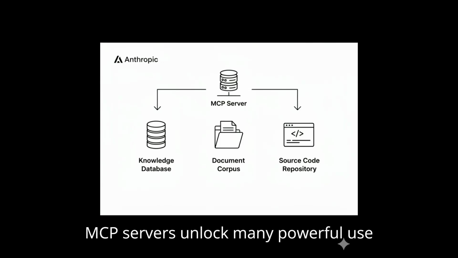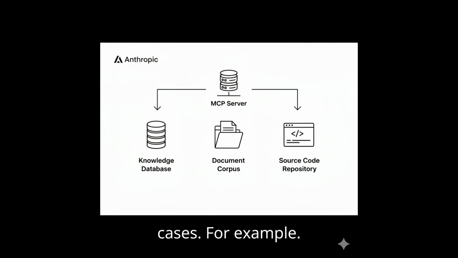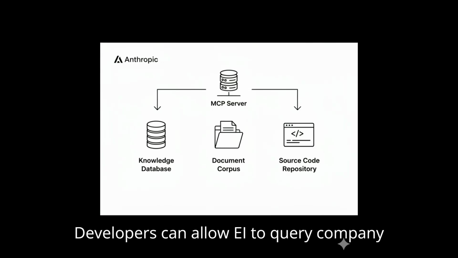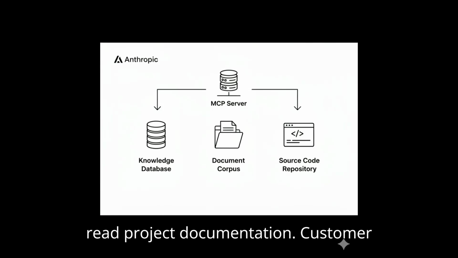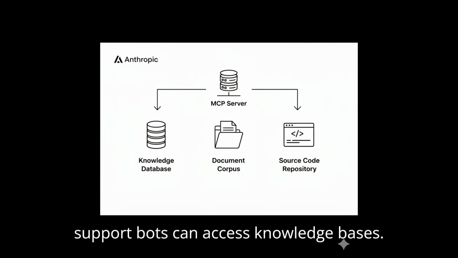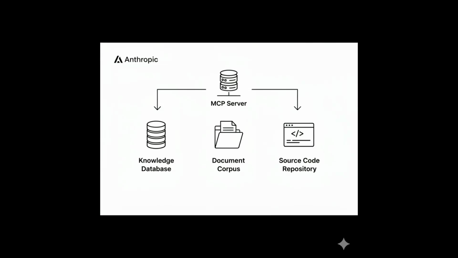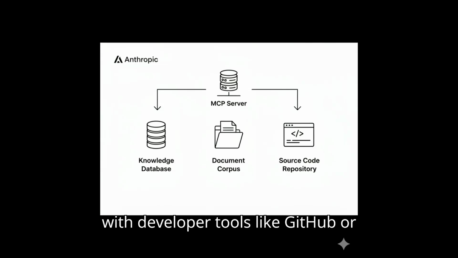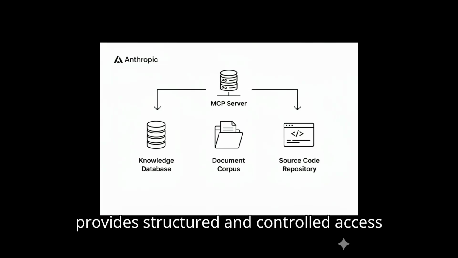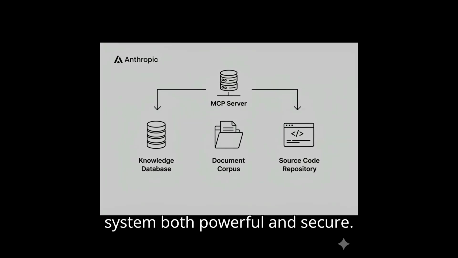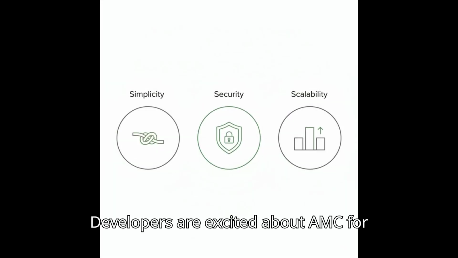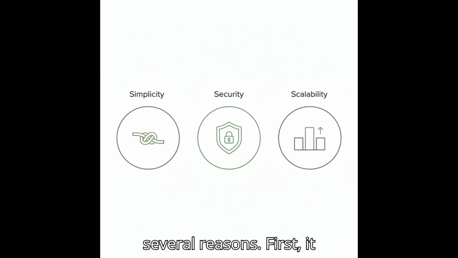MCP servers unlock many powerful use cases. For example, developers can allow AI to query company databases. AI assistants can read project documentation. Customer support bots can access knowledge bases. And AI coding assistants can interact with developer tools like GitHub or Visual Studio Code. Instead of giving AI unrestricted access, MCP provides structured and controlled access to tools, which makes the system both powerful and secure.